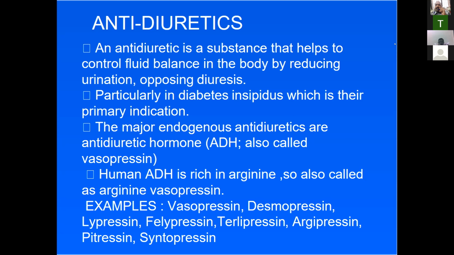And the major endogenous antidiuretics, or antidiuretic hormones. So these are all hormones only, and mainly ADH is otherwise called vasopressin. Human ADH is rich in arginine, so it is also called arginine vasopressin. The drug examples are vasopressin, desmopressin, lypressin, felypressin, terlipressin, argipressin, pitressin, and syntopressin.